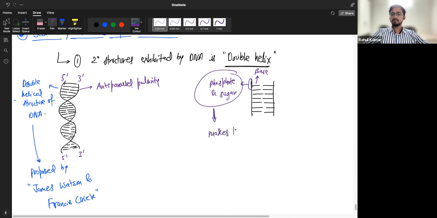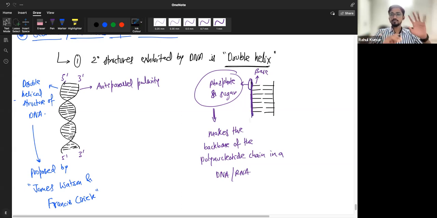So phosphate and sugar makes the backbone of the polynucleotide chain. Write down, phosphate and sugar makes the backbone of the polynucleotide chain in a DNA or RNA? Both. Okay, so this backbone that you are seeing, this one, this is made up of a phosphate sugar.